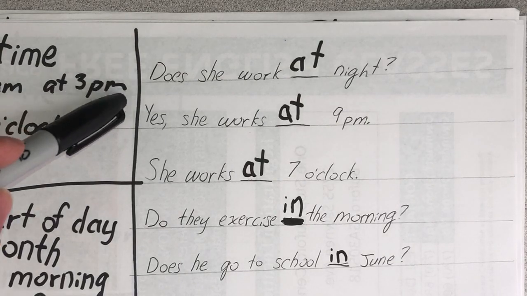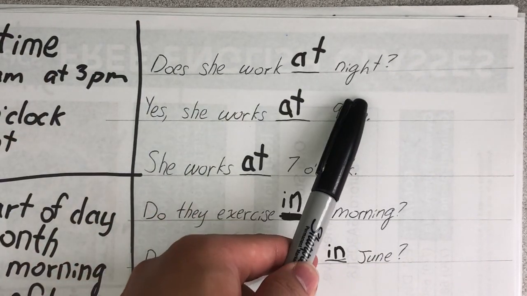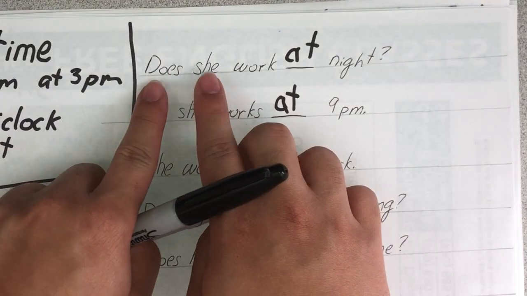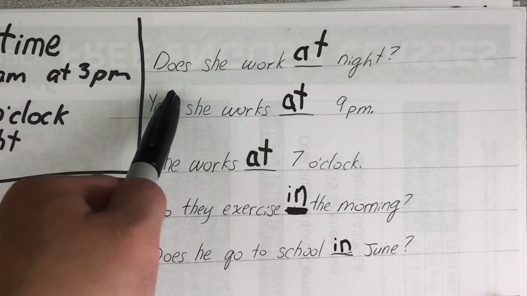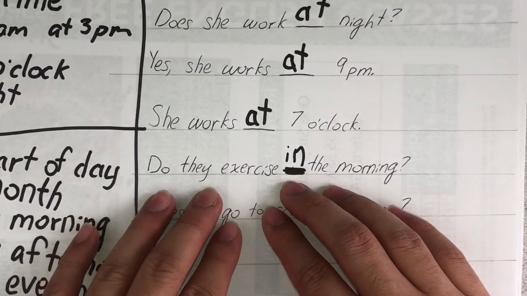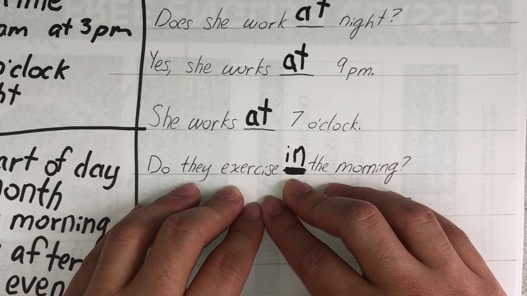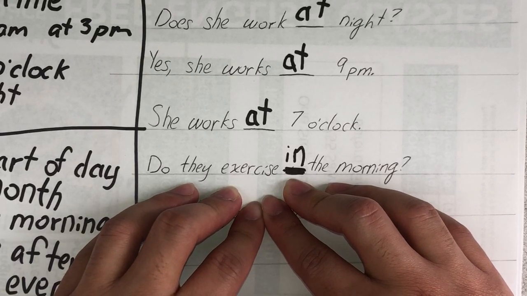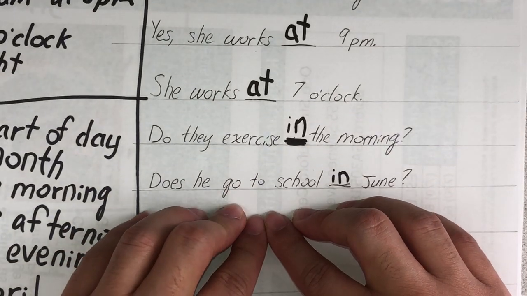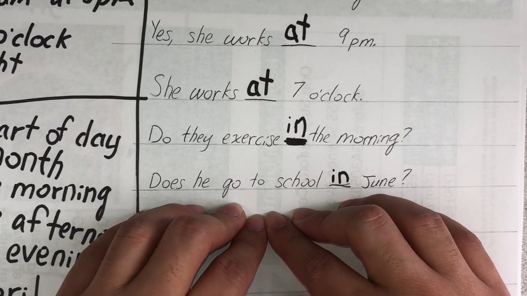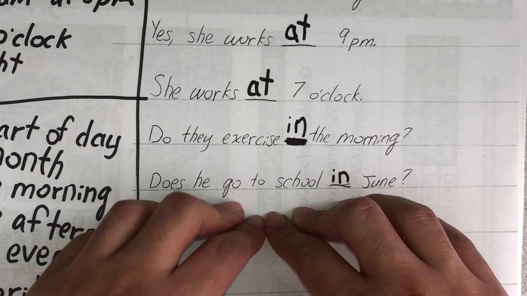So let's practice answering these questions. Does she work at night? Yes, she does. No, she does not. Do they exercise in the morning? Yes, they do. No, they do not. Does he go to school in June? Yes, he does. No, he does not.